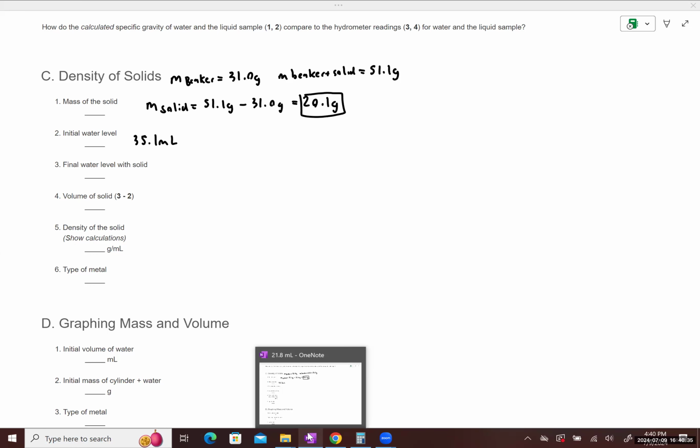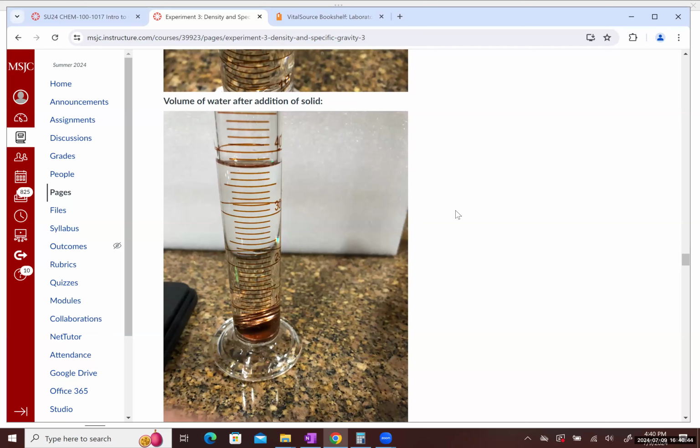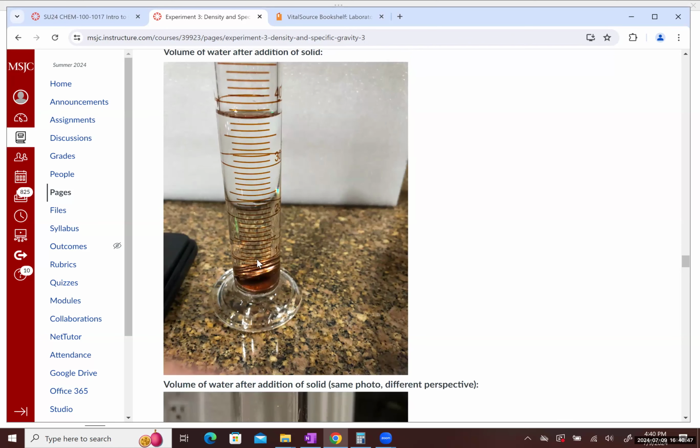Okay, now we add the solid into the graduated cylinder and the water level, of course, will rise equal to the volume of the solid that we've added. As you can see, the solid's at the bottom and the water level has increased. Let's take our final volume reading. So we're 35, 36, 37, 38. We're not quite at 38 yet, so 37.8 milliliters. That would be more than fine.